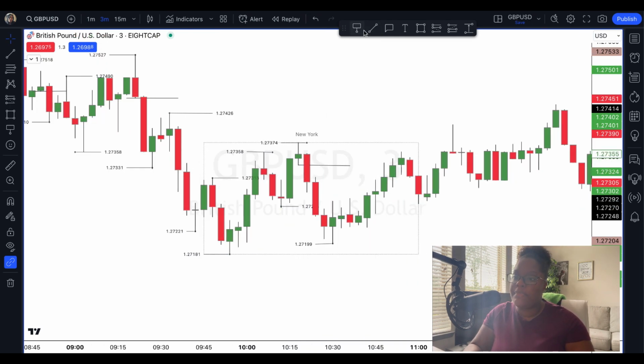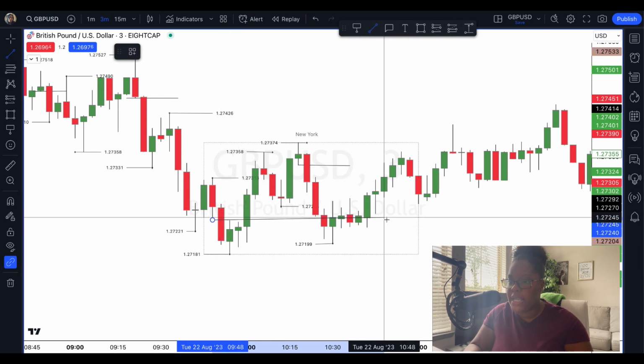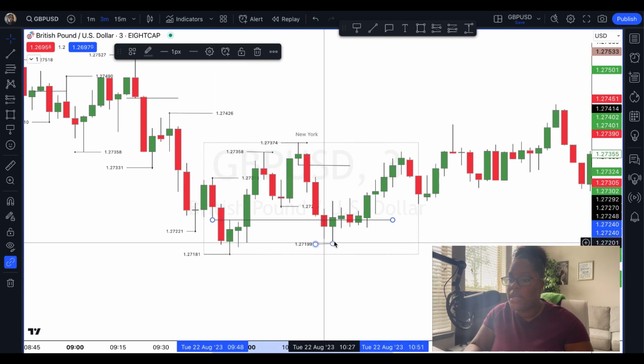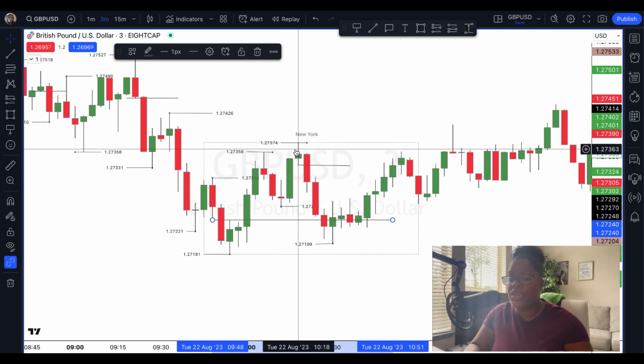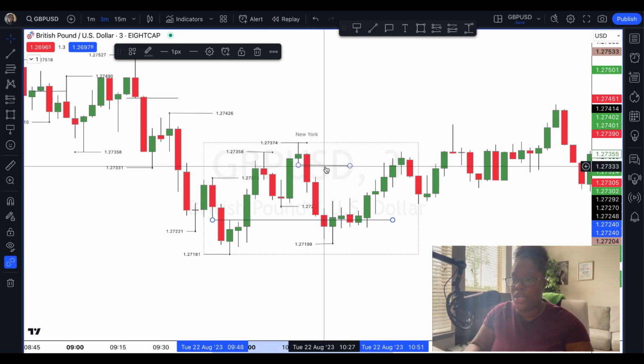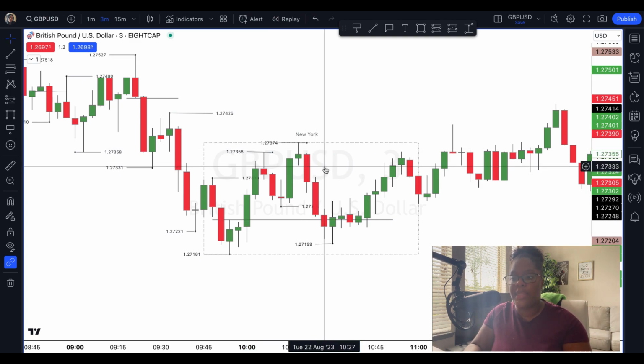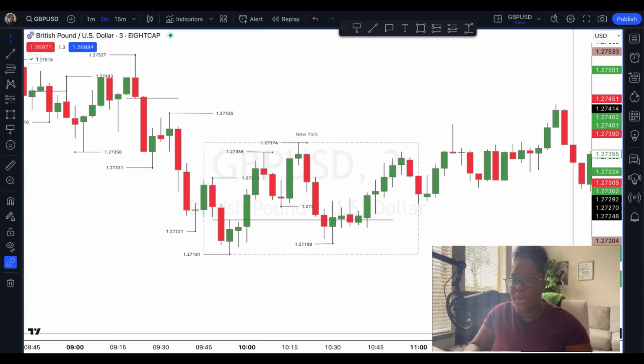Because where I wanted to buy from was going to be above 1.27181. It would have been above this candlestick here at the bottom. And price did get there, but price made a new high before it got there. So when price made that new high, I'm thinking, okay, maybe this is the momentum that we need for price to continue up. I end up buying on the 1-minute time frame.